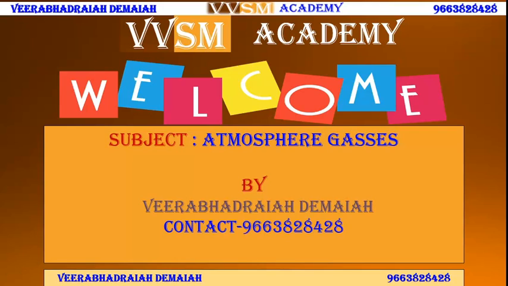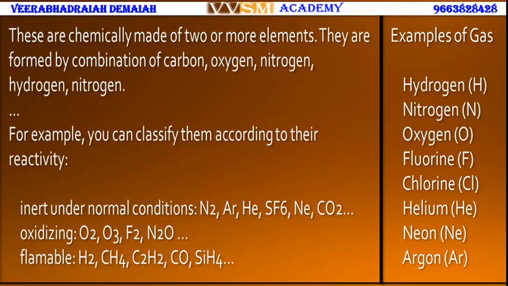Atmosphere gases. Come friends, let us have a brief discussion on the atmosphere around the planet Earth and the gases in the atmosphere, the layers of the atmosphere, and all we will discuss. The gases around the planet in the atmosphere are chemically made up of two or more elements. They are formed by a combination of carbon, oxygen, nitrogen, hydrogen, etc.